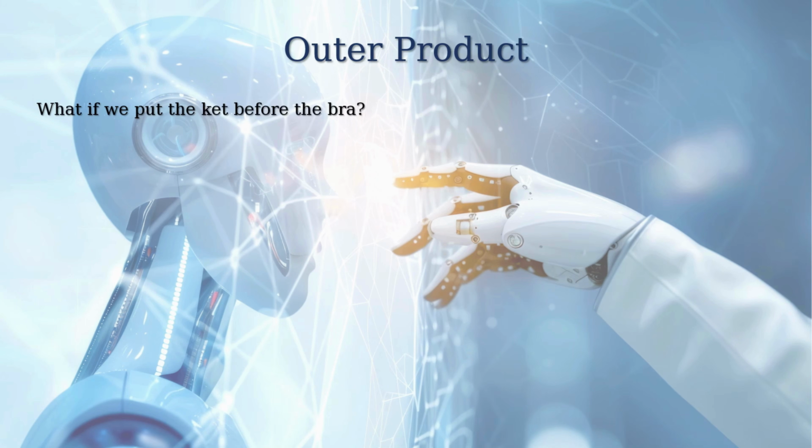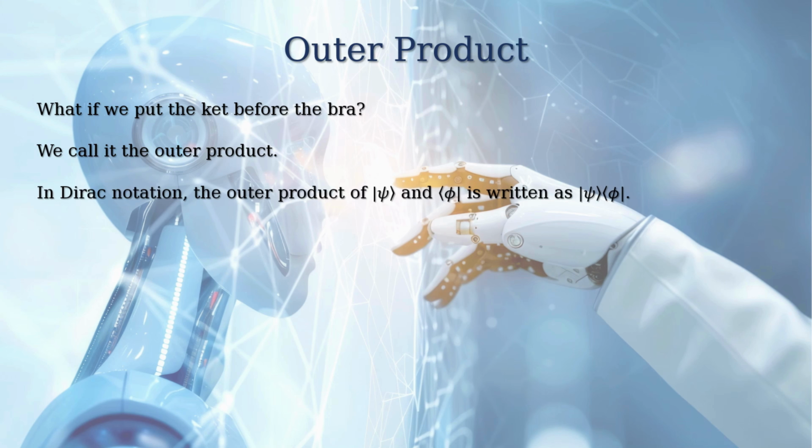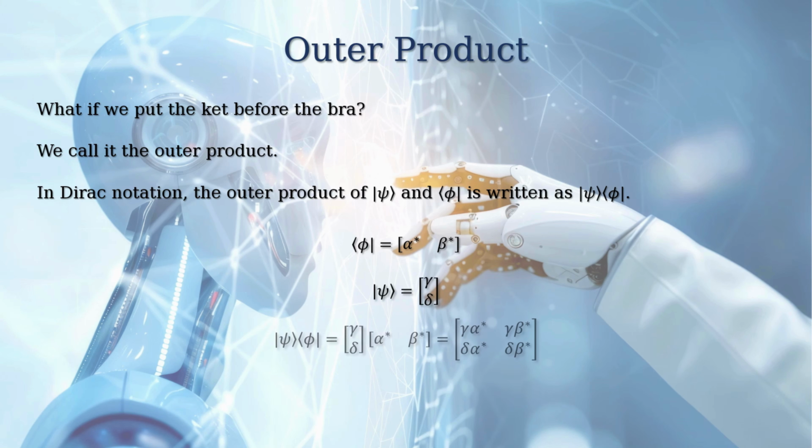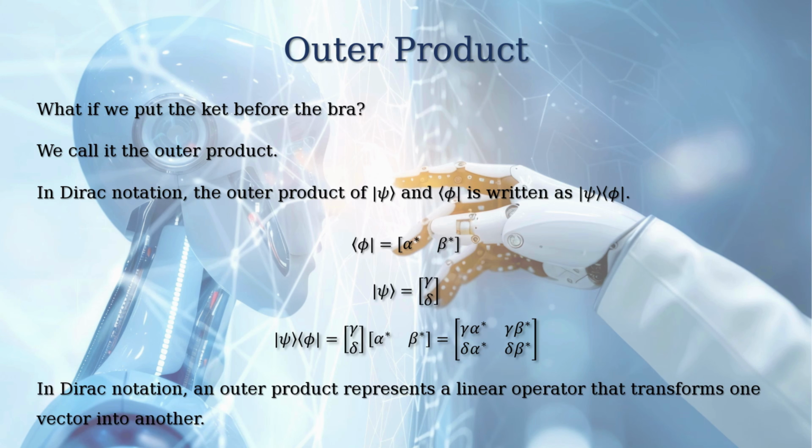What if we put the ket before the bra? We call it the outer product. In Dirac notation, the outer product of ket psi and bra phi is written like the following. In Dirac notation, an outer product represents a linear operator that transforms one vector into another.